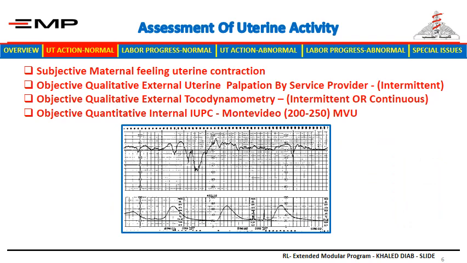This is a trace of external tocodynamometry. Details of monitoring have already been given in the previous normal labor lecture. Verification of a clear understanding of the pros and cons of each method may be discussed in the next face-to-face session.